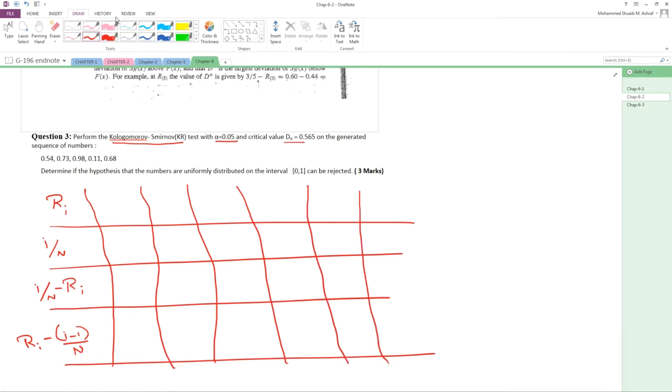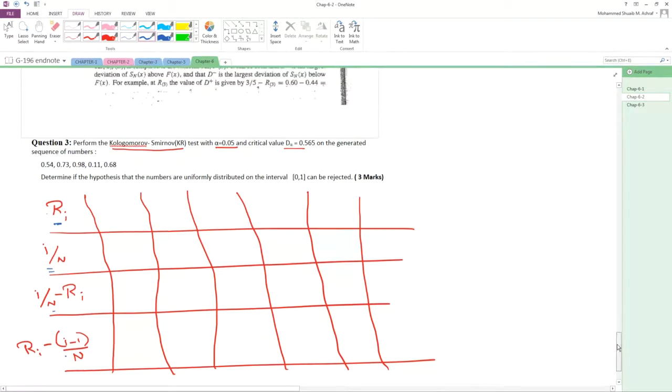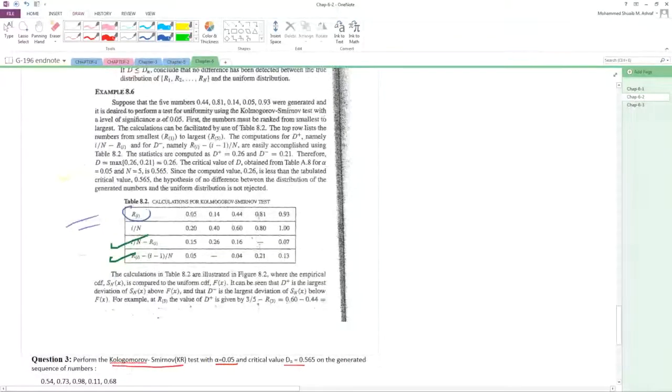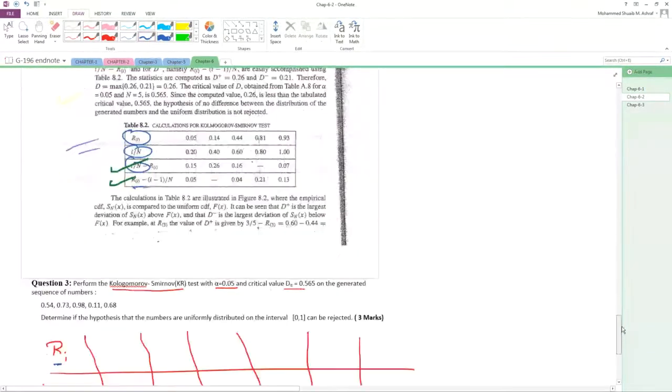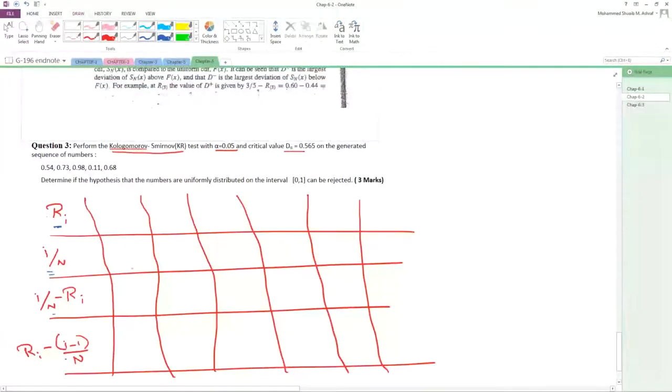Understand this? Ri, i by n, all of this you will see in the book. See here, Ri, i by n, all of this is present. I will explain this, no problem. So in step number 1 what you will do is shift these numbers, 547398011068, into order. So in step number 1 you have to arrange them in order.